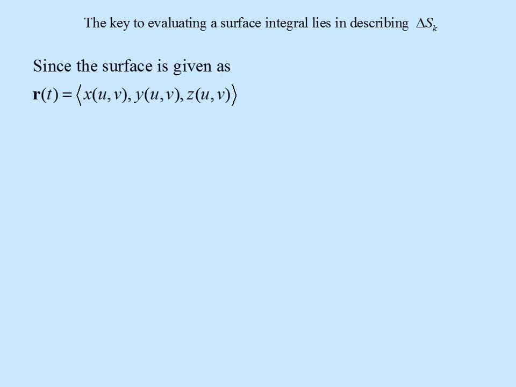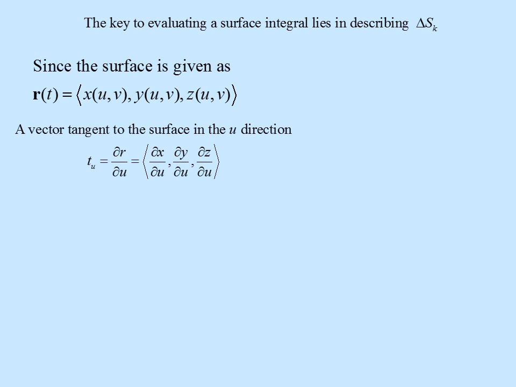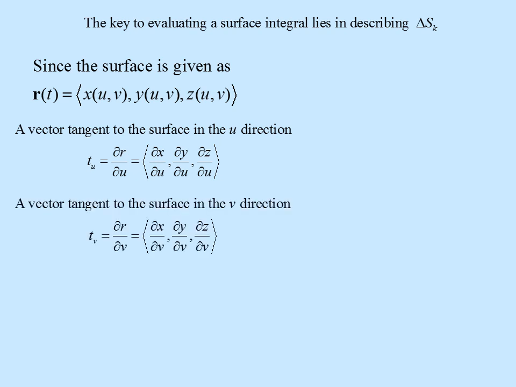So let's consider that we have a surface described parametrically with u's and v's. So a vector that's tangent in the u direction would be the vector where we take the partial of each component with respect to u. So that's what we put here. Partial of x with respect to u, partial of y with respect to u, partial of z with respect to u. So that's the tangent vector in the u direction. Likewise, a tangent vector in the v direction would contain the partials of each component with respect to v.